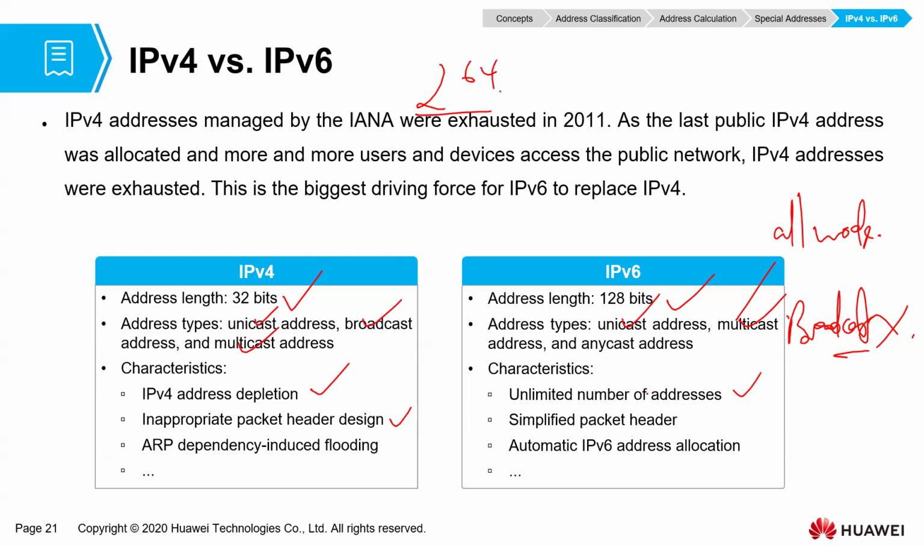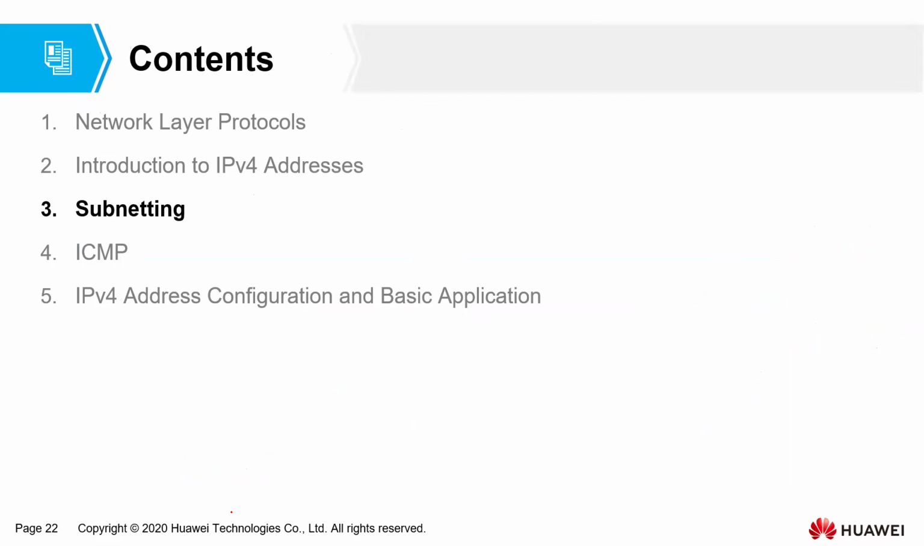Appropriate packet design, simplified packet header. If you're looking at the IPv6 header, it has fewer fields. Fewer fields means less processing. Less processing means simplification of the transmission header, basically. ARP dependence induced flooding, automatic IPv6 address allocation. I don't know what this is. ARP dependence induced flooding. Okay, this is probably broadcasting due to ARP requests. Not sure what that is, but those are the characteristics of IPv4 and IPv6.